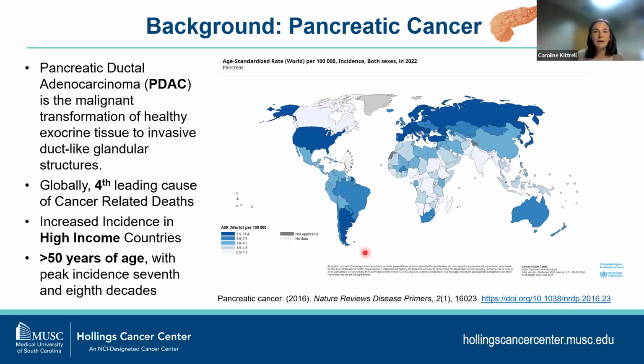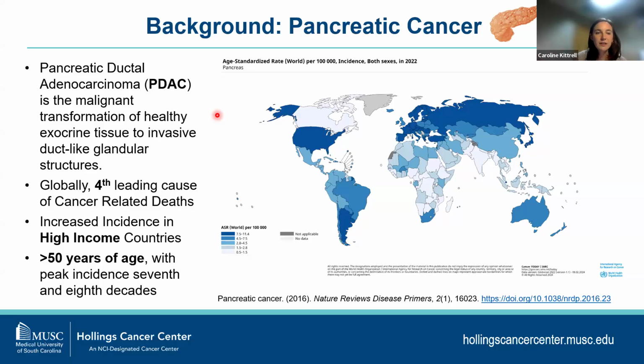So first, to give a little bit of background of really what is pancreatic cancer. Pancreatic ductal adenocarcinoma, or PDAC, accounts for 90% of pancreatic cancer cases. And it's really the malignant transformation of healthy exocrine tissue to invasive duct-like glandular structures. And these really take over the normal tissue architecture. So the cells that are making your digestive enzymes and also insulin, which as Gus mentioned, is a very important hormone for glucose uptake, those get obliterated. And so it can cause new onset diabetes, as well as digestive enzyme deficiency and malabsorption.